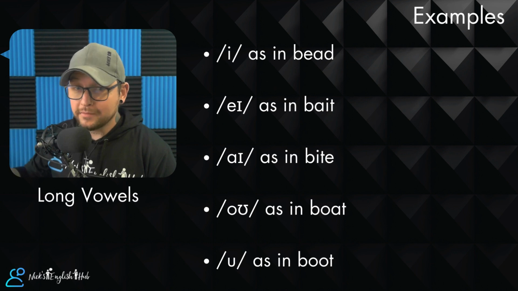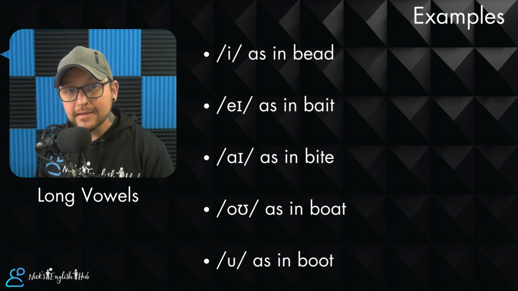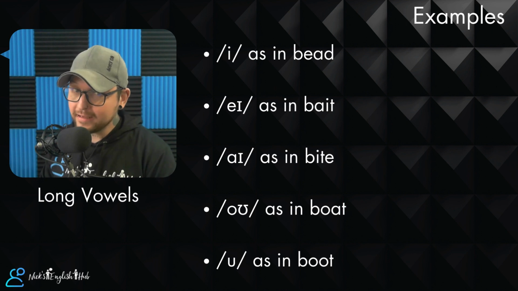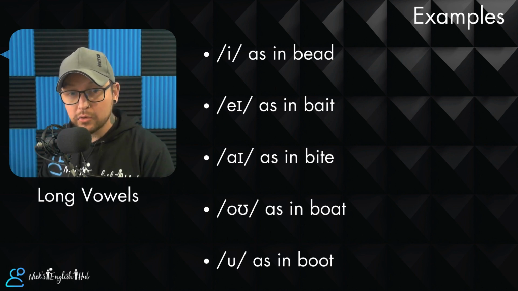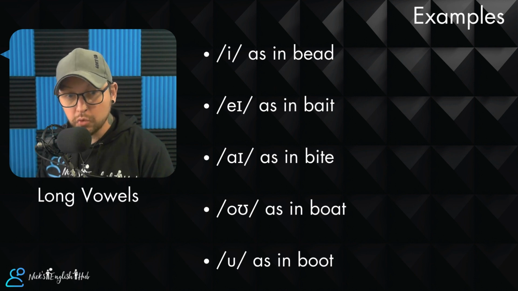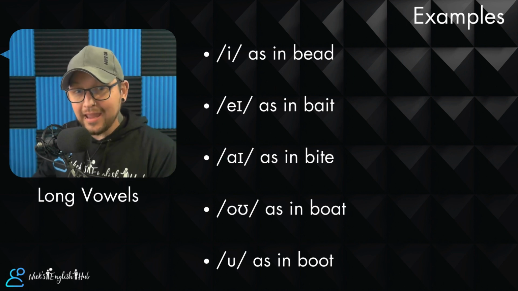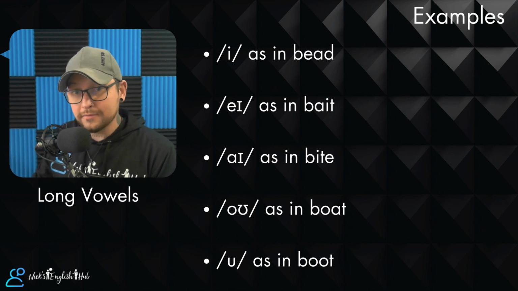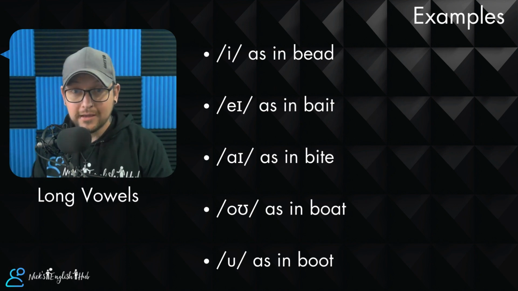Some examples of long vowels would be E as in bead, A as in bait, I as in bite, O as in boat, and U as in boot. So we have E, A, I, O, U. These are the long vowels, which are also diphthongs. That's what we're going to talk about in a little bit.